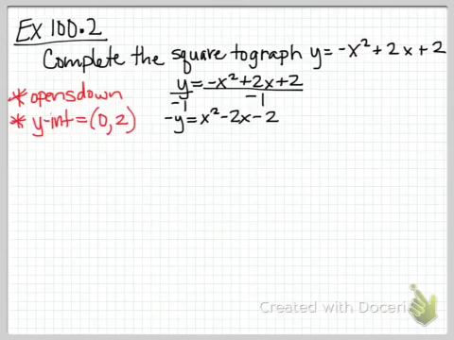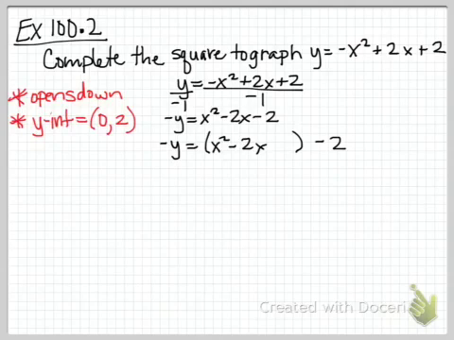Now, you can't really have the -y either, but we'll take care of that in a few steps down the line. Right now, our main goal is to manipulate the numbers so that we can complete the square. So we get -y equals x squared minus 2x minus 2. We're going to put it in that form so that we can complete the square. Take half of -2 and square it. Half of -2 is -1, and -1 squared is going to be plus 1. So if we add 1 inside the parentheses, we'll subtract 1 outside of the parentheses.